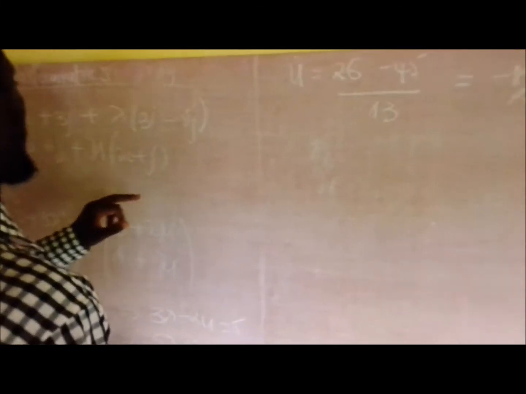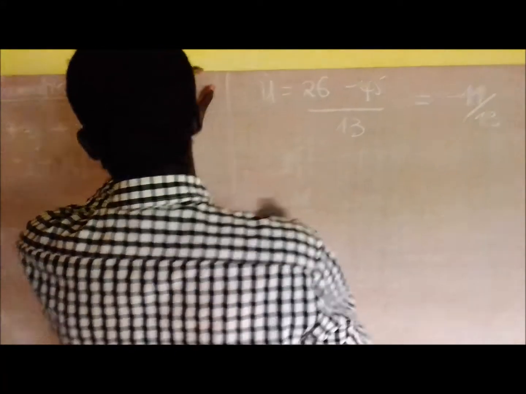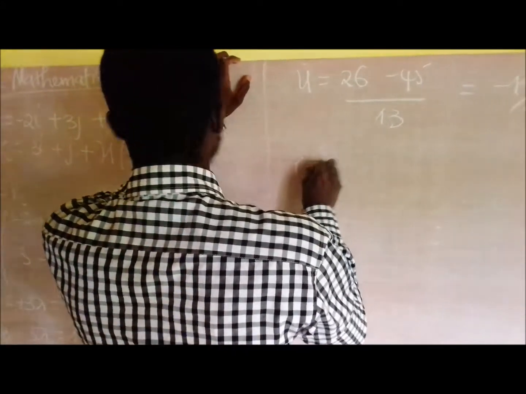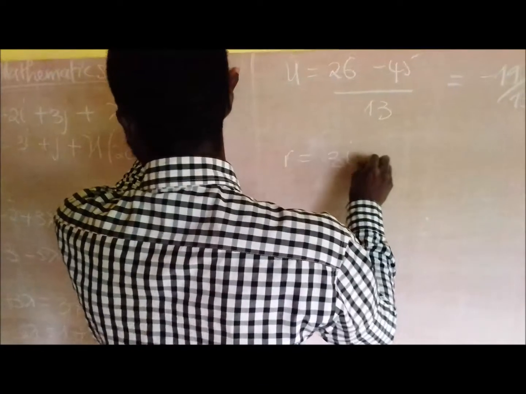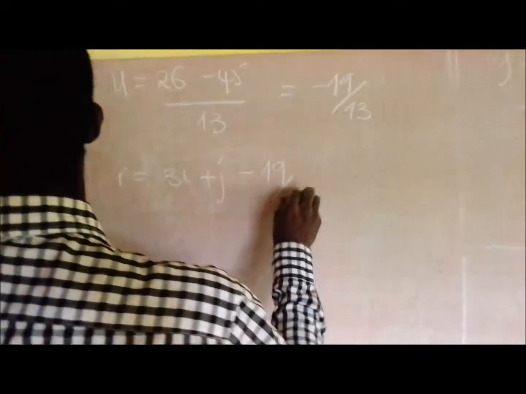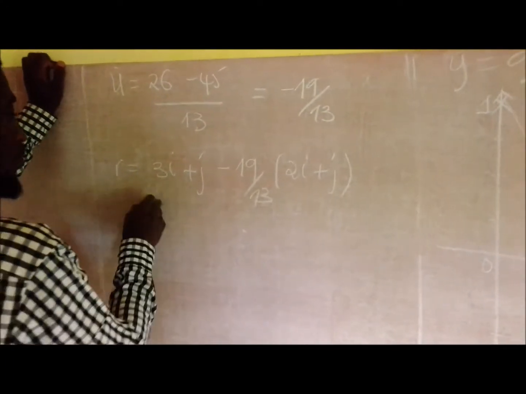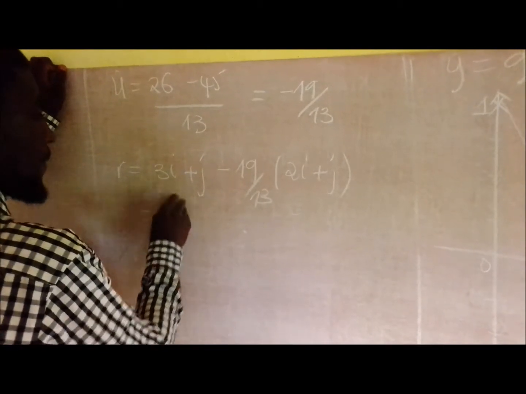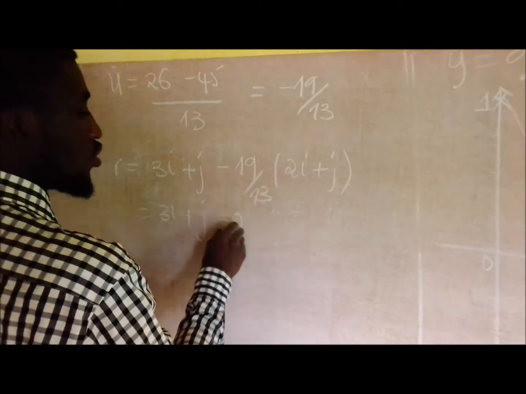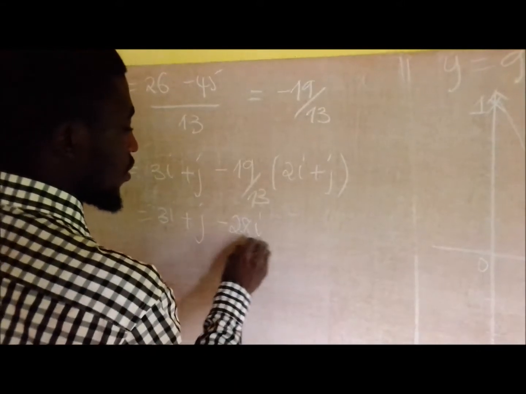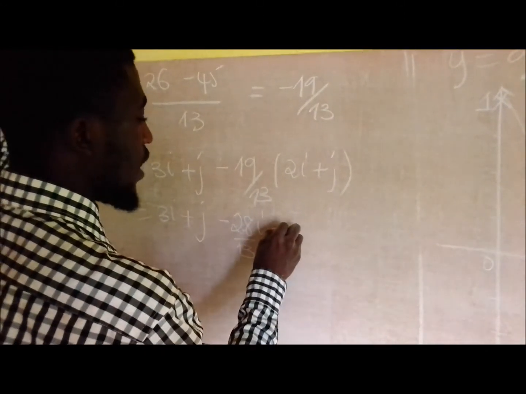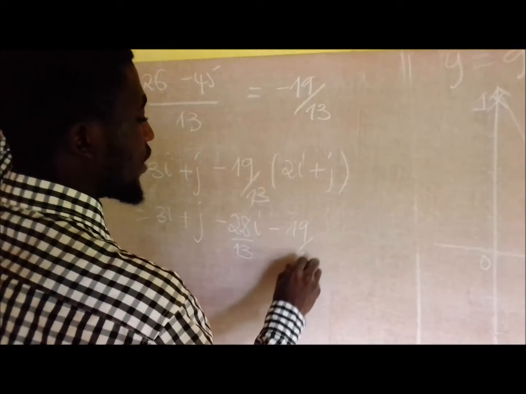To get the position vector of the point of intersection, you need to replace either lambda in the first equation or mu in the second equation. So I'll take the second equation and replace the value of mu. The position vector r where they intersect is 3i plus j plus mu, where mu is negative 19 on 13, into 2i plus j. It's going to give me 3i plus j minus 38i on 13, then minus 19 on 13 j.